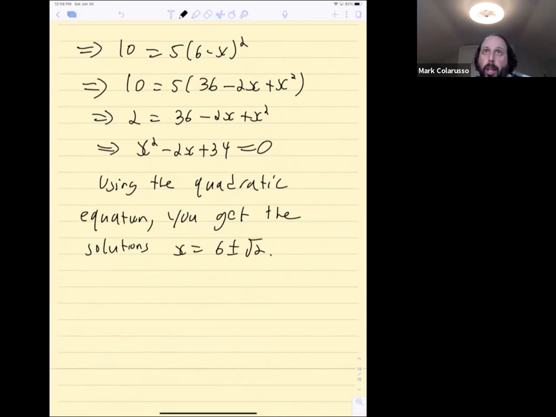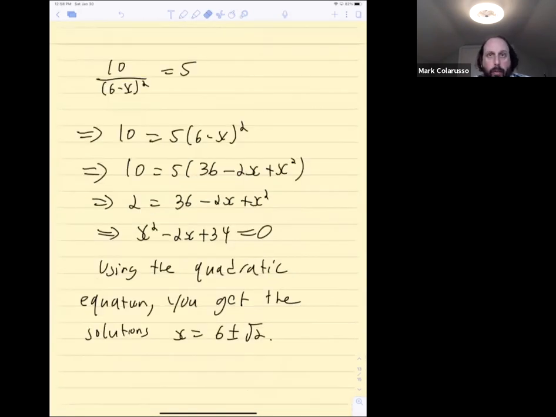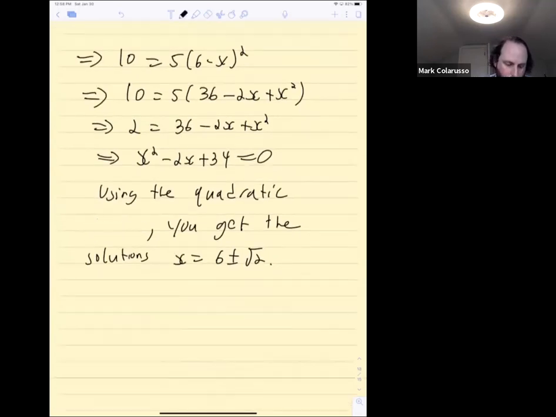So this is more of a complicated problem, right? You want to find where you have slope 5. So that means where's the derivative equal to 5? So you have to find the derivative using the quotient rule, then set it equal to 5, like we did here, and solve for x. And you get a quadratic equation involving x. And using the quadratic formula, you get the solutions quite easily.